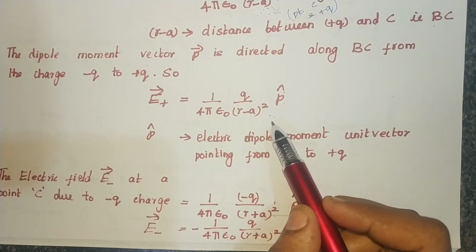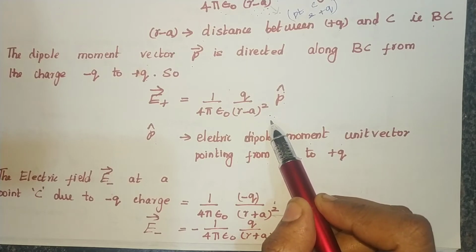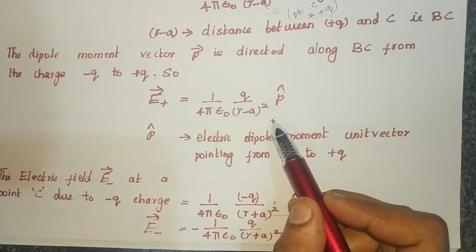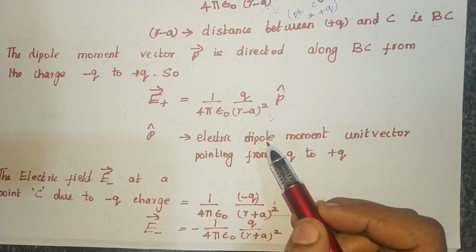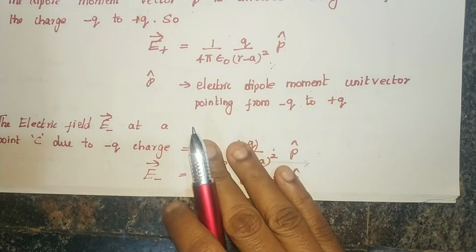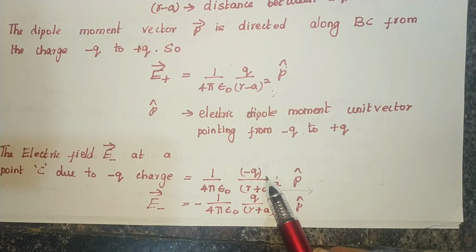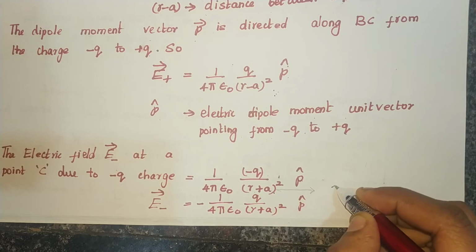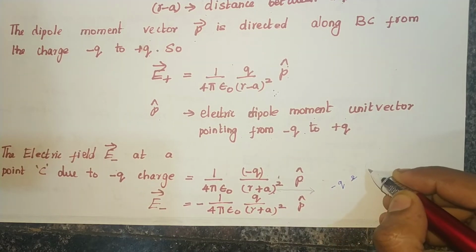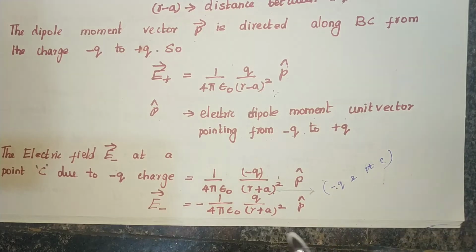இப்போ next என்ன கண்டுபிடிக்க போகிறோம்? Electric field at the point C due to minus q charge. E minus vector is equal to 1 by 4 pi epsilon naught minus q by r plus a the whole square P unit. இங்கே r plus a என்கிற distance என்னது? Distance between minus q charge and point C. And then we can write E minus vector is equal to minus 1 by 4 pi epsilon naught q by r plus a the whole square P unit.